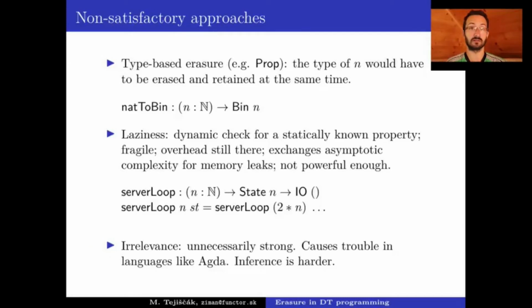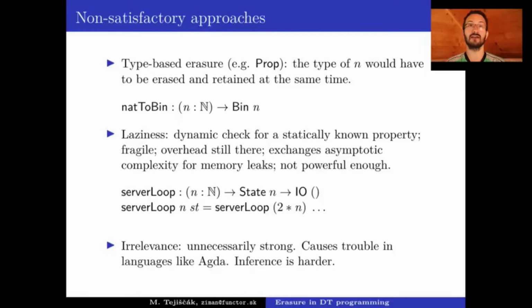In a language like Coq, we might attempt to use the erased universe of Prop. However, while this is great for erasing proofs, it's not so good at erasing indices, as illustrated by the function nat to bin. Because what should be the type of n? Should the type of n be erased or not erased?